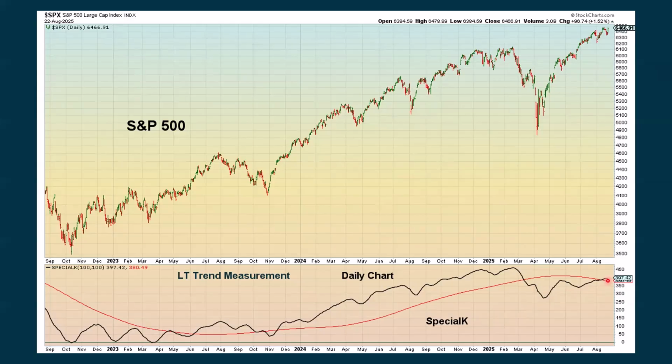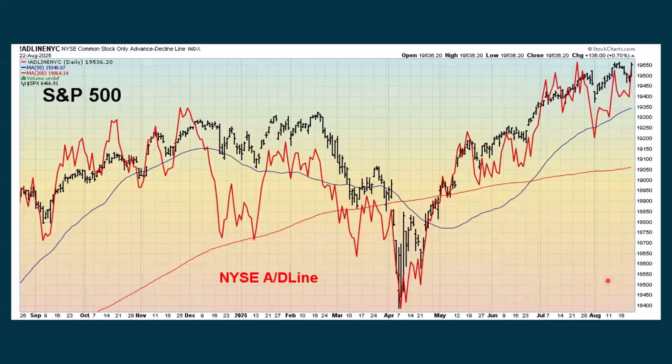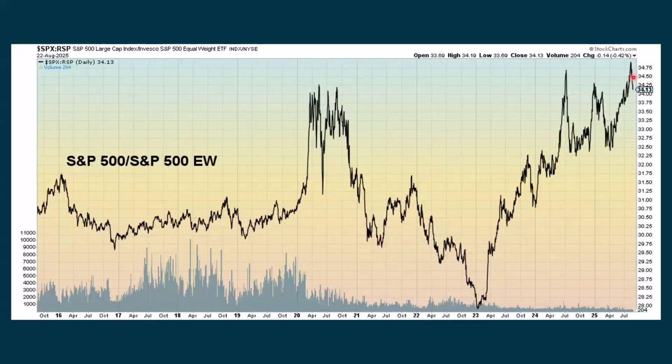I don't show it here, but the weekly chart is also positive, and that's longer term positive for the market. And then this is an apples to oranges comparison where we were really starting to underperform when we compared the S&P to the NYSE advanced decline line, but they both really kicked up and they're matching up better with each other right now.